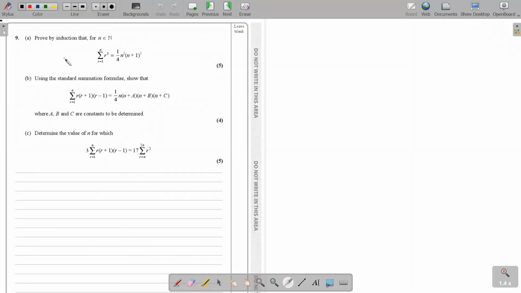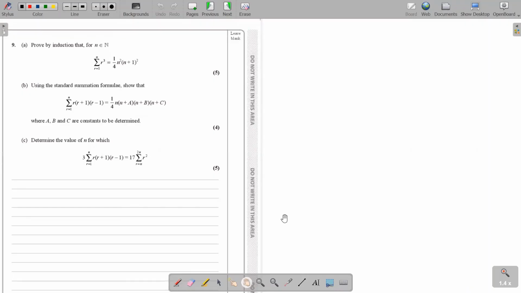Question number 9, part A. Prove by induction that for n an element of natural numbers, the summation of r cube is 1/4 n square (n plus 1) square. Okay, this is something that you learn in your textbook as well, right? So proof by induction, what's the first thing we do? First we check the proof when n equals 1, right? So when n equals 1, check the left hand side and the right hand side.